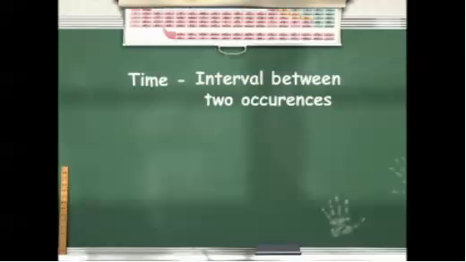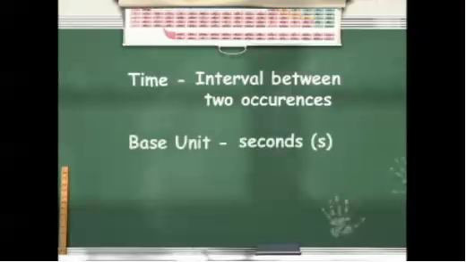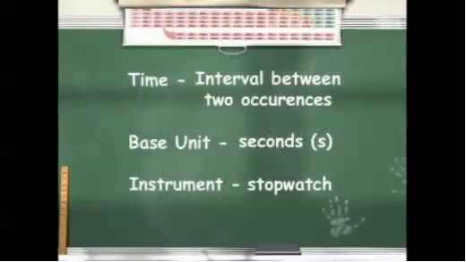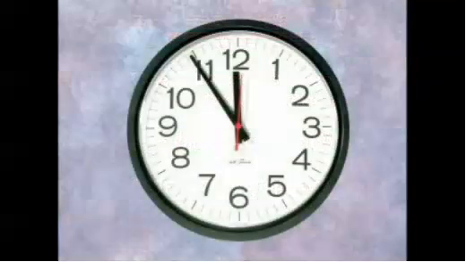Time is defined as the interval between 2 occurrences. The base unit for time is the second, which is abbreviated with a lowercase s. In class, time will be measured using a stopwatch. A good example of measuring time is how students watch the clock to see when class is going to end.